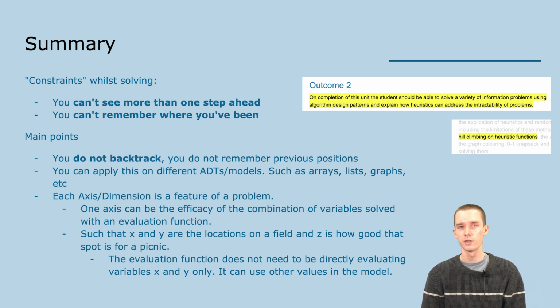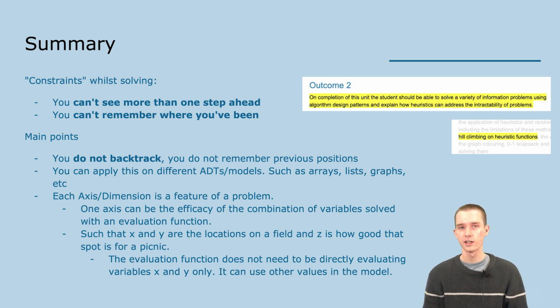So one axis can be the efficacy of your combinations of variables, such as your Z as that first GIF showed. And then you can apply that back to an example with the picnic spot, where X and Y are locations on a field, and Z is how good that spot is for the picnic.